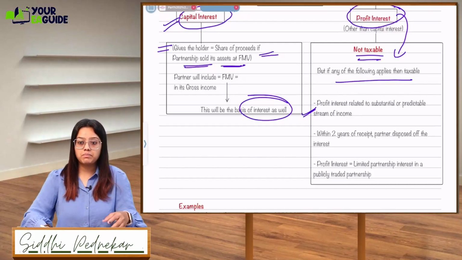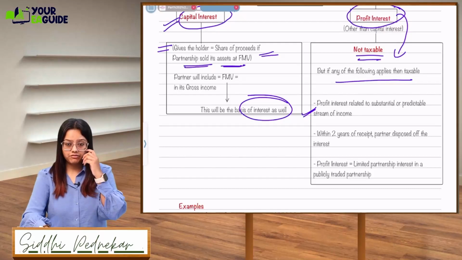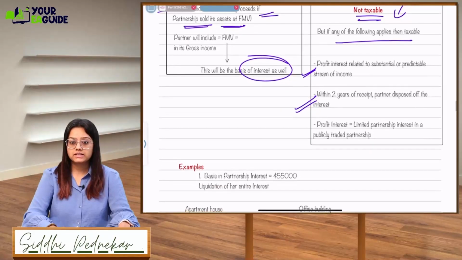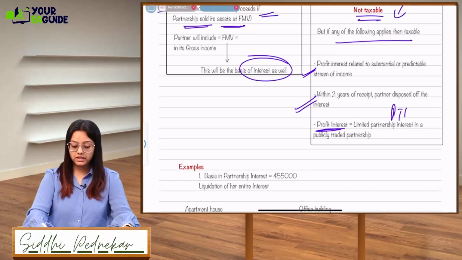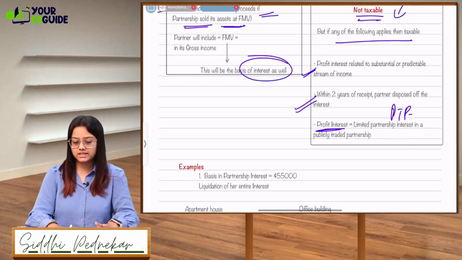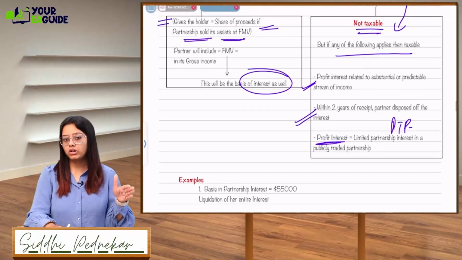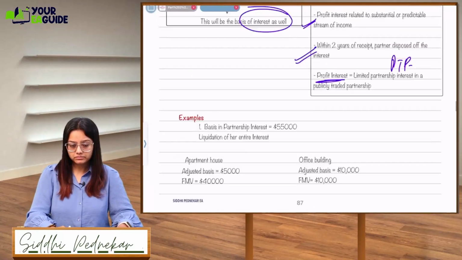Second, within 2 years of the receipt, the partner disposes of the interest. Let's say I've received a partnership profit interest, and within 2 years I'm disposing of my interest. Third, the profit interest is a limited partnership interest in a publicly traded partnership, a PTP. So these are the 3 exceptions where the profit interest will be taxable. And in case of capital contribution, you just have to remember that the full FMV of the asset will be considered taxable.